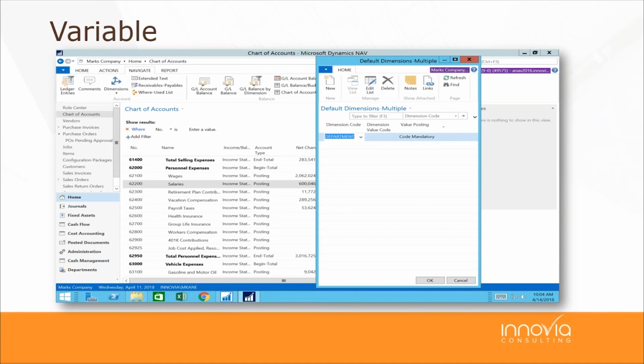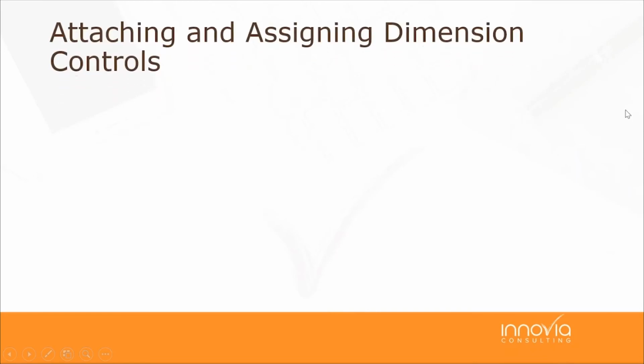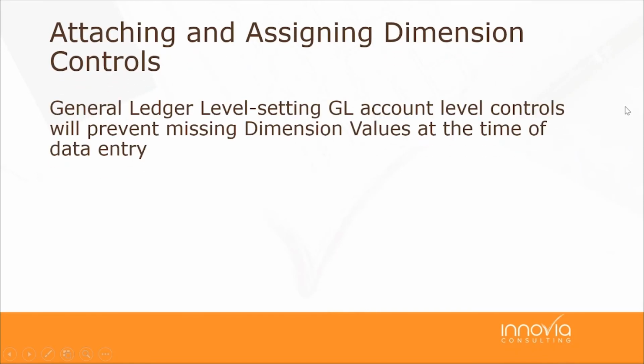So if you see in the example that I'm showing here, the only thing that's a little bit different is I have it highlighted for the GL code 62200, which is salaries. And I have a dimension code of department is required, and also the value posting is code mandatory. But as you can see, I've left the dimension value code blank. What that means is when you go to do either journal entries or other transactions, it will not allow you to post this GL account without a dimension. So the good news with that is you can't do an oops one day and forget to do that as long as these controls are set here at this level. I hope that is clear.